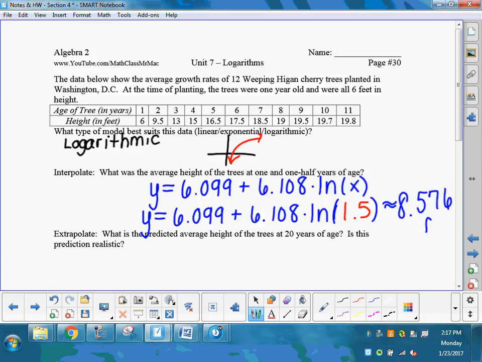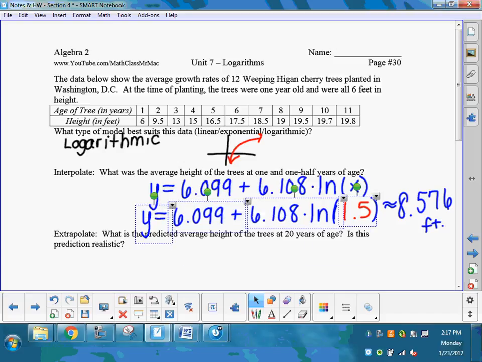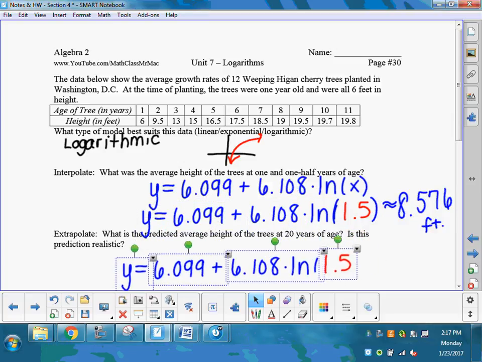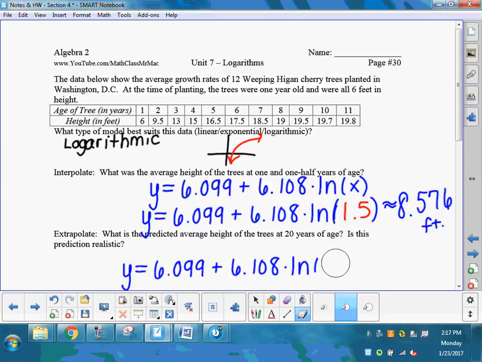Now, does that make sense? Look at the chart. 1.5 falls between 1 and 2. Does that make sense? Yes or no? There you go. Next one up. Predict the average height of them at 20 years of age. So, what would we do, Jake, in order to get an answer for that? There you go. So go through right now. Plug 20 in, and let's see what this comes out to have as its value.